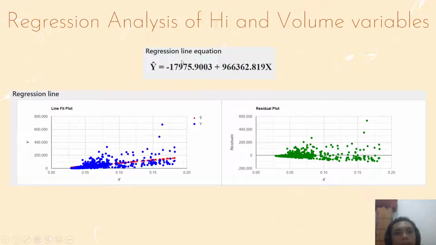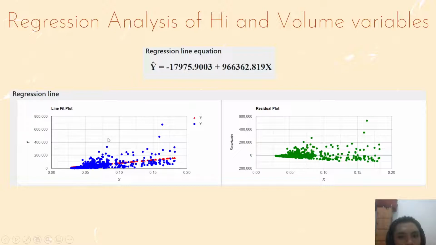And then here I have the equation of the regression line, which is minus 17,975.9003 plus 966,362.819x. So the variable x here is actually based on the below of here, as you can see.